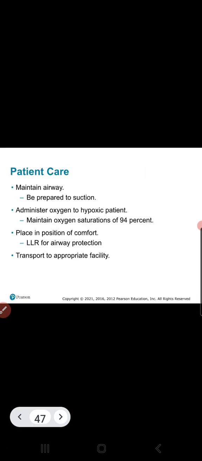Patient care, you're going to maintain the airway. Be prepared to suction. Administer oxygen to hypoxic patient. Maintain oxygen saturations of 94%. Place in position of comfort, left lateral, anyways, on your right side for airway protection. Transport to appropriate facility. That's what LLR we couldn't remember last time.